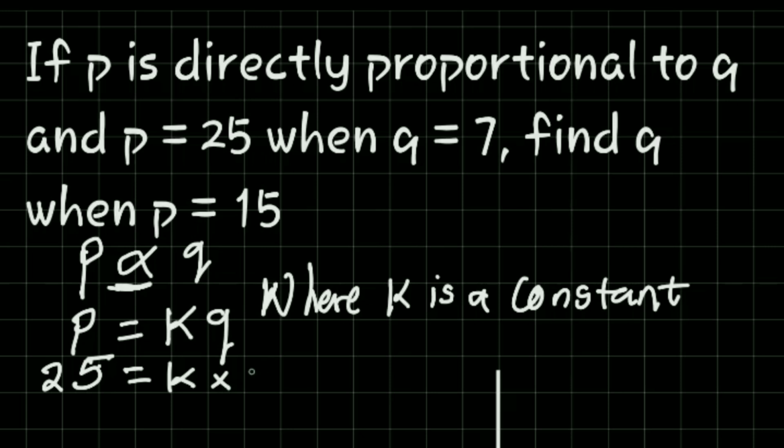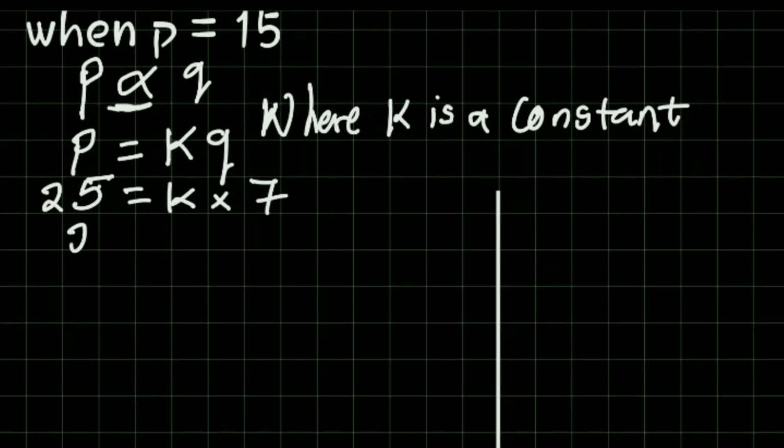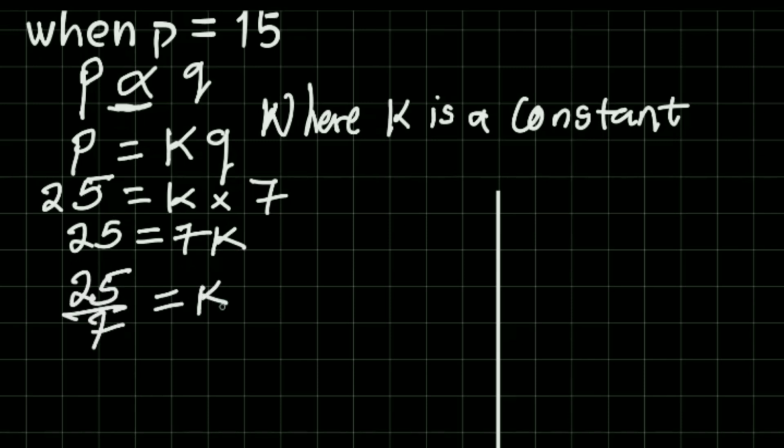This is Q times K times Q. Q is 7, so this is going to be 25 equals 7K. The quotient of K is 7, so I'm dividing the other side by 7. So the value of K is 25 over 7. Now that we have the value of the constant term, we can say that the relationship will be P equals, substituting that here, 25 over 7Q. We can use this single equation to solve all types of problems in this particular question.